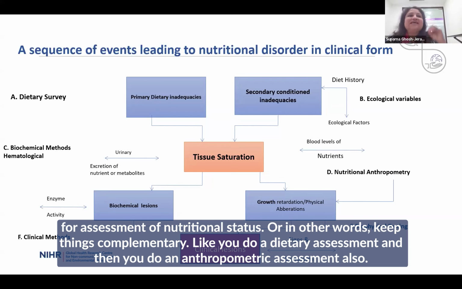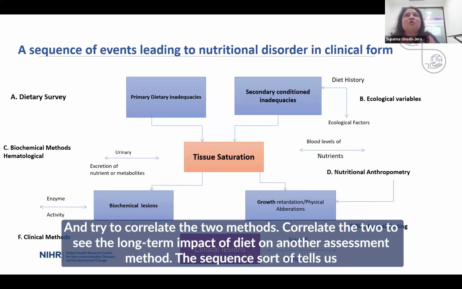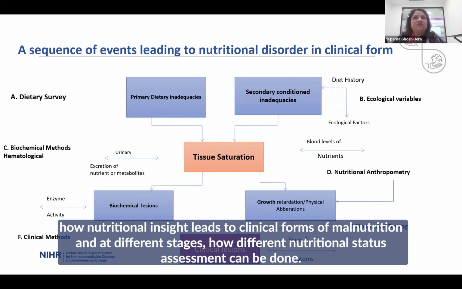Or in other words, keep things complementary. Like you do a dietary assessment and then you do an anthropometric assessment also, and try to correlate the two to see the long-term impact of diet on another assessment method. The sequence sort of tells us how nutritional insult leads to clinical forms of malnutrition, and at different stages, how different nutritional status assessments can be done. So that is it from my side.